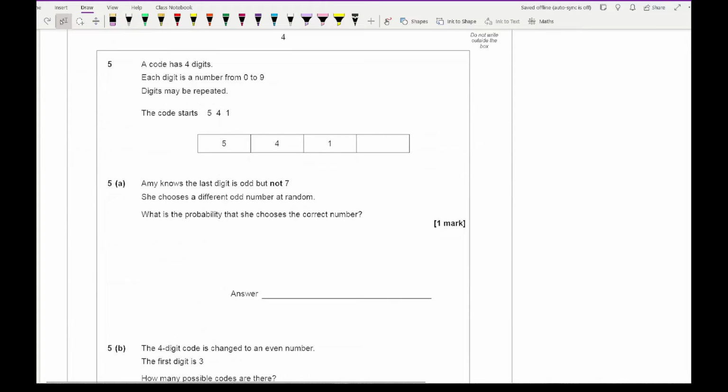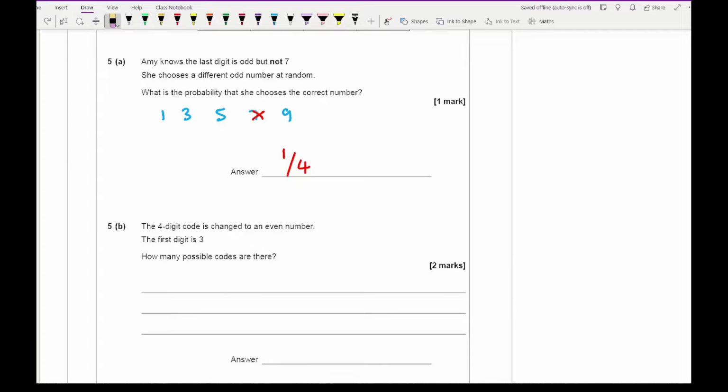Then moving on to question 5, it says a code has 4 digits. Each digit is a number between 0 and 9, including those numbers. Digits may be repeated. The code starts 541. Amy knows that the last digit is odd but not 7. She then chooses a different odd number at random. What's the probability she chooses the correct one? Looking at all the odd numbers between 0 and 9, we've got 1, 3, 5, 7 and 9. We know it's odd but not 7, so we can eliminate 7. Then we've got 4 other options. The probability it's going to be correct is 1 out of 4.